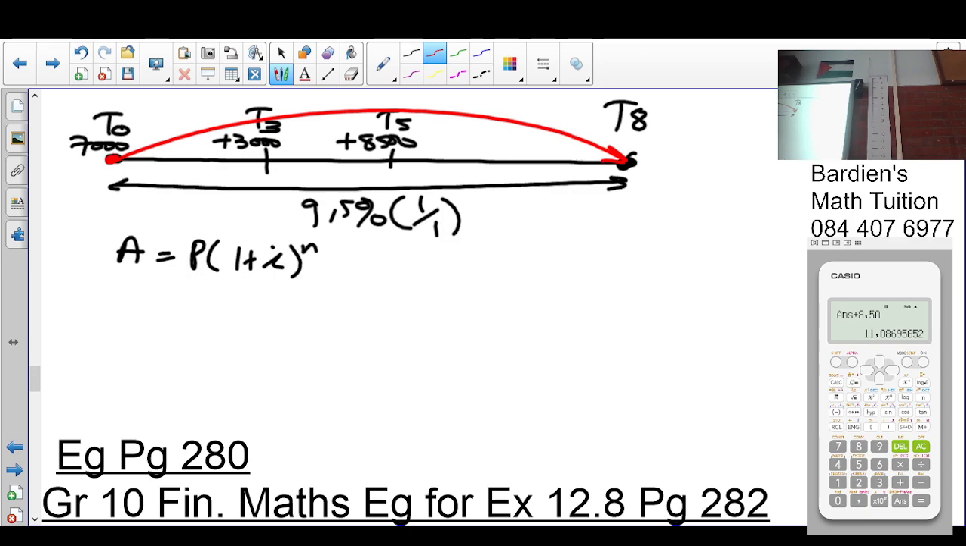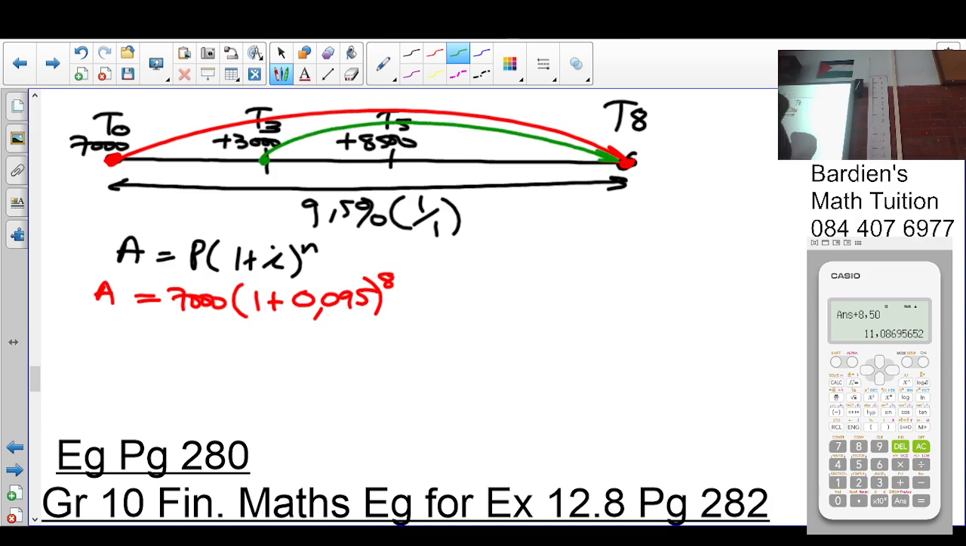So I say A is equal to P, which is 7,000 Rand, into 1 plus what's my interest rate? 0,095, to the exponent. How many years is it from T0 to T8? 8 years. You see that, people? Now we're going to consider the 3,000 Rand to the end. So write down what you're going to write here in your books.